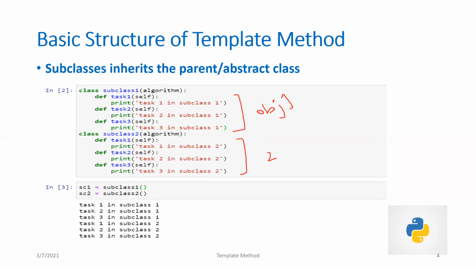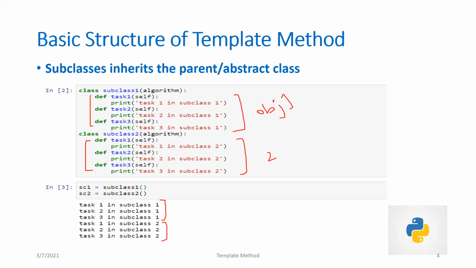When I call SC1 under subclass 1, it will show me these three lines. Why? Because in subclass 1, these three functions have been called. So task one, task two, and task three will be performed. Similarly, subclass two also has these three tasks, so these three tasks are performed here.